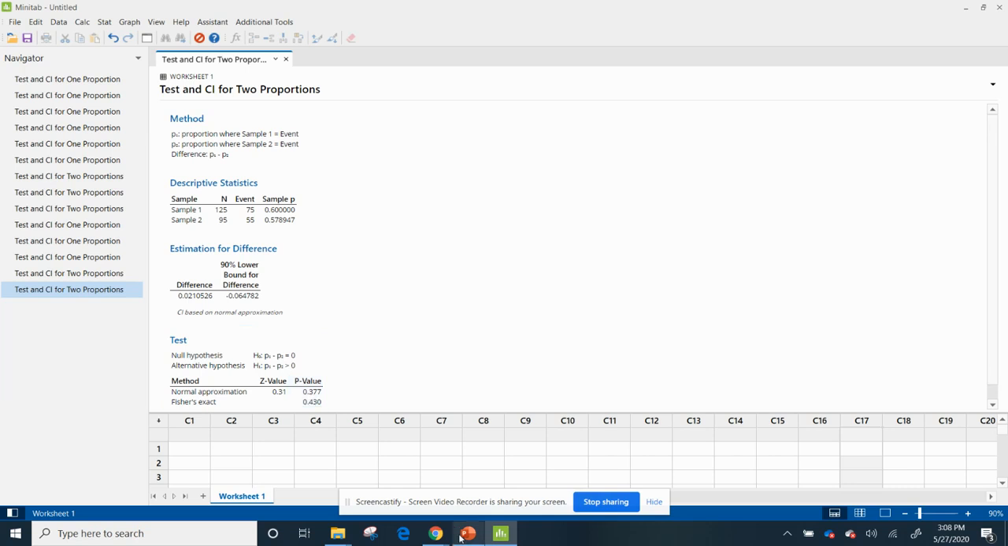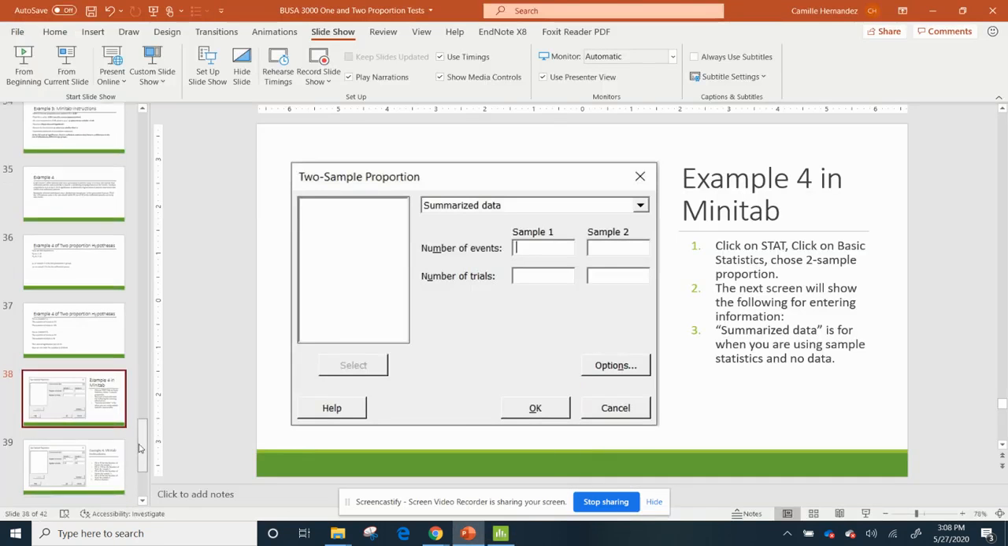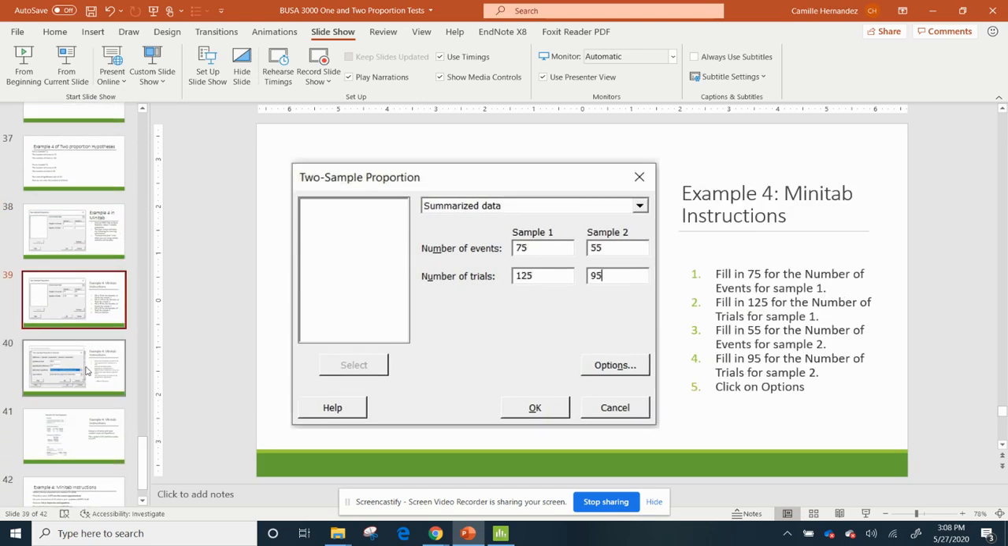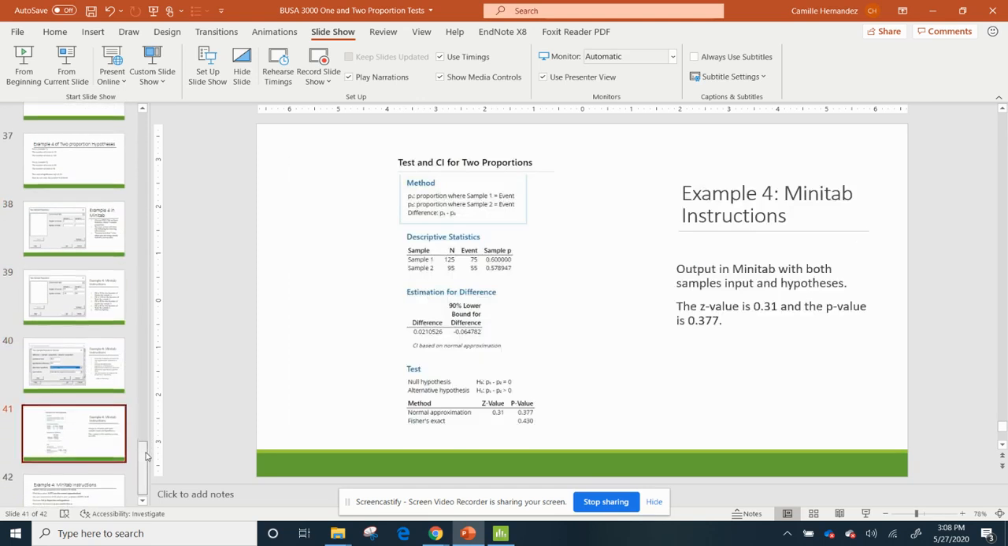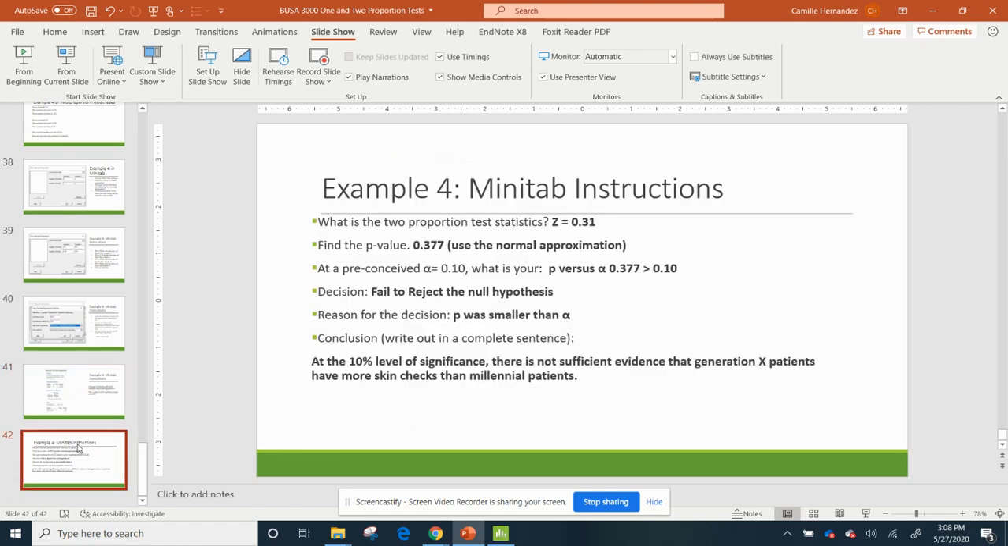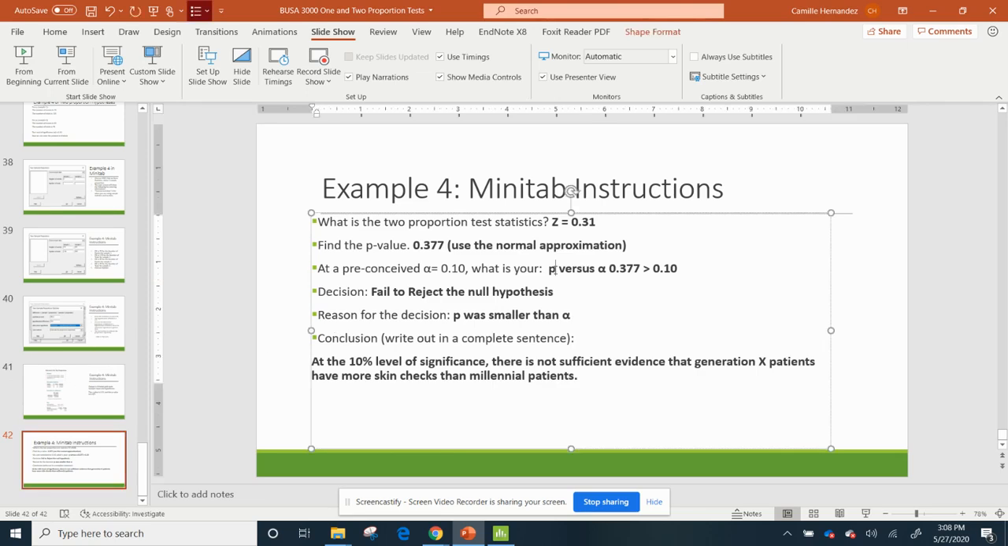All right, so let's go see the results. Again, Minitab gave me everything I needed. If you have questions about how to run it again, I have the directions in the PowerPoint. Okay. So what is the two proportion test statistic? It is Z equals 0.31. The p-value is 0.377. So my p-value, which is 0.377, is greater than 0.10. Because of that, I fail to reject the null, which means I keep the null.